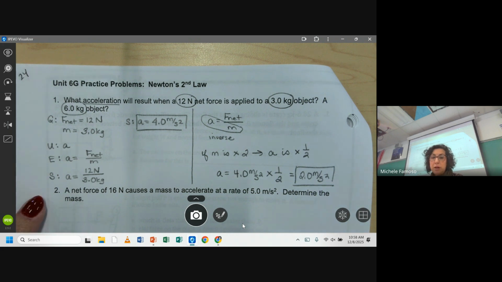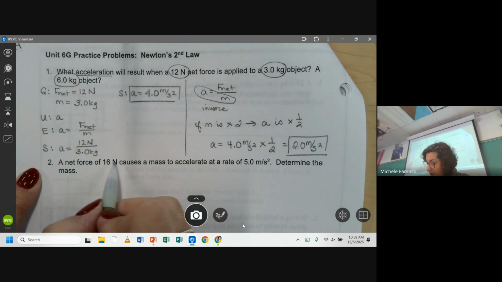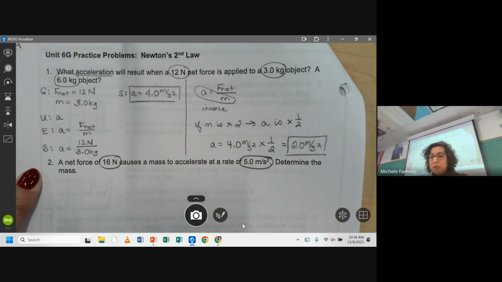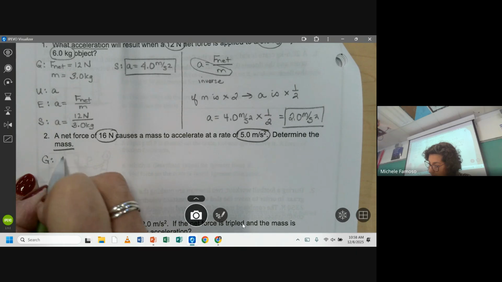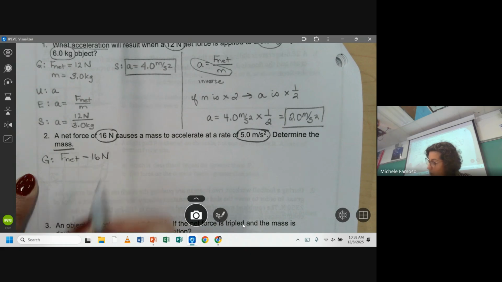All right, let's go on to number 2. We have a net force of 16 newtons causing a mass to accelerate at a rate of 5.0 meters per second squared. I want you to determine the mass. Mohammed, could you get us started with a given, please? The net force is 16. So F net equals 16 newtons.